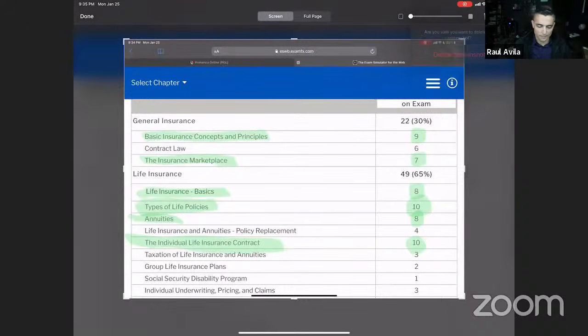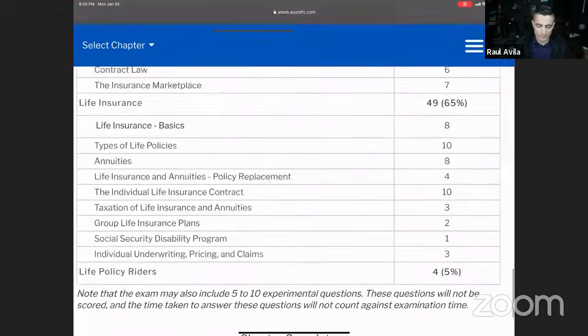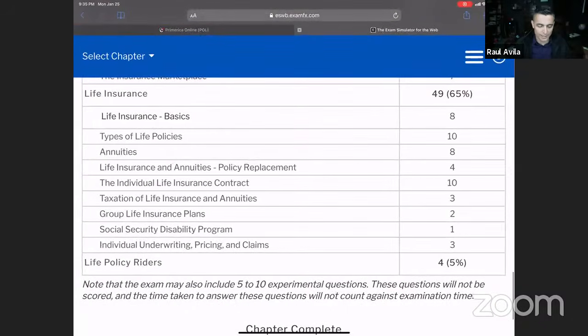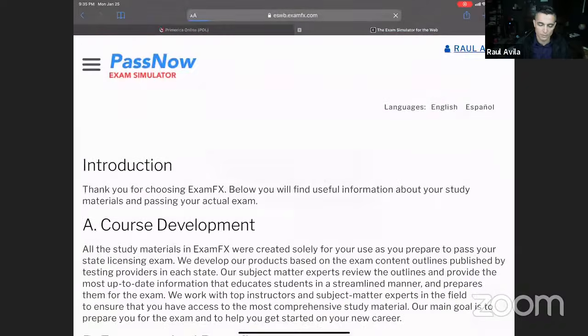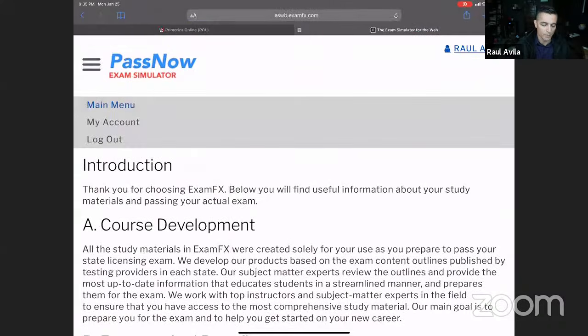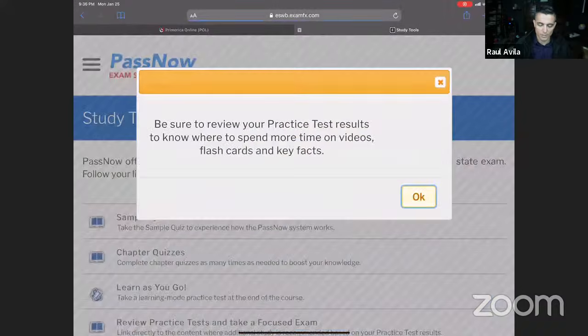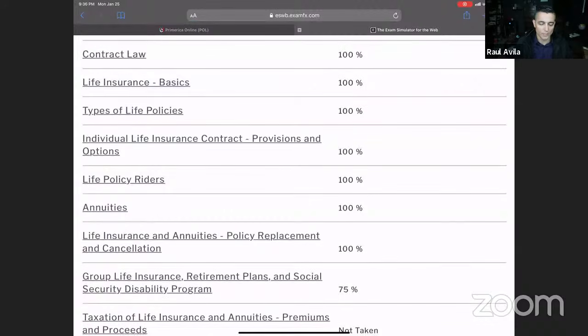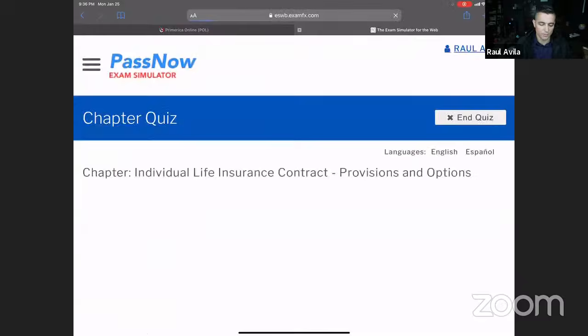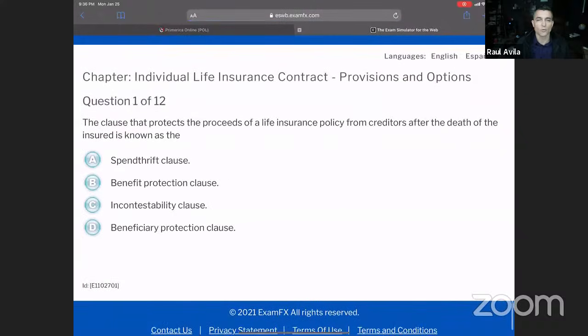Okay, let's go to the next one. Let's go to the individual life insurance contract. All right, let's go to the main menu. Oops, cancel. Let's go to the main menu. Let's go to the middle section. We're gonna go to chapter quizzes, and we're gonna go to the individual life insurance contract. There it is. Life insurance, individual. Here we go. There's 10 questions on the exam on this section.